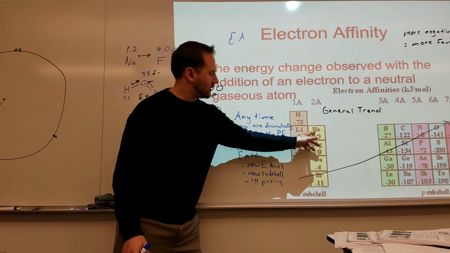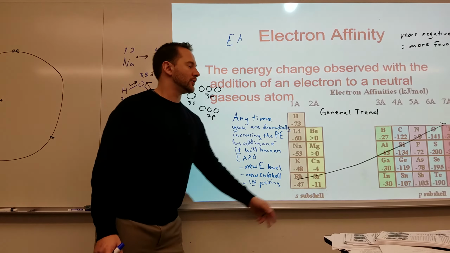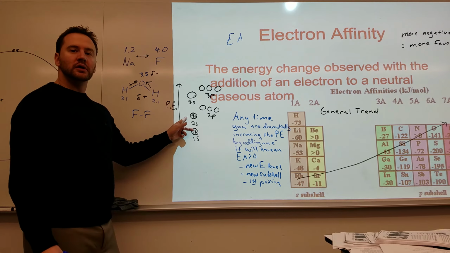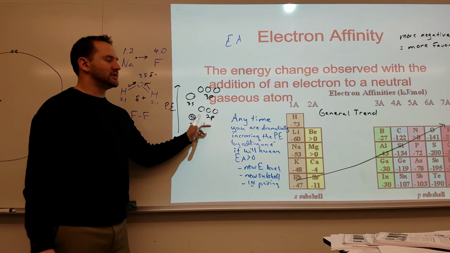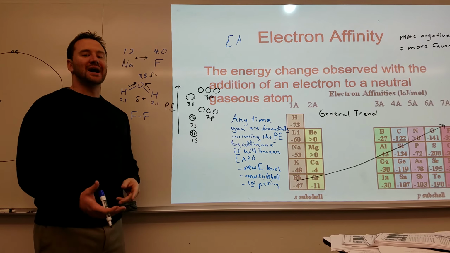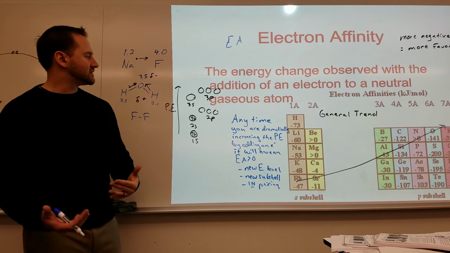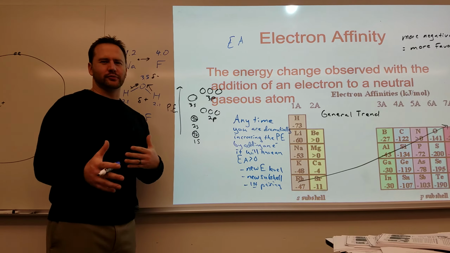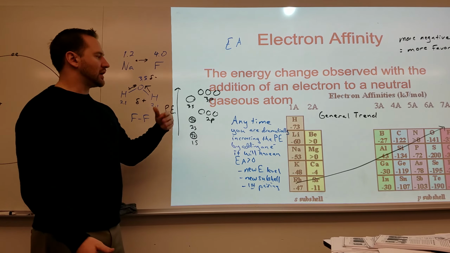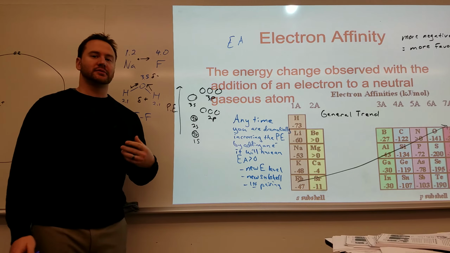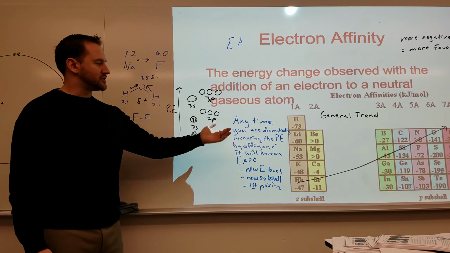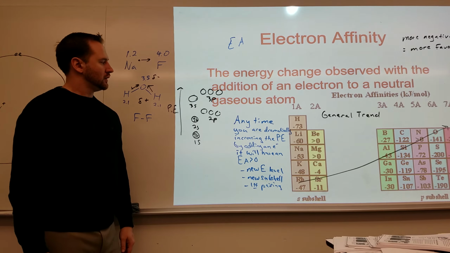Anytime you're increasing the potential energy of a system, that requires an input of energy. So going from a configuration of an alkaline earth metal, where you end in s2, the next electron is going to have to go into a p subshell, which is higher in potential energy. So it requires an input of energy. If you think back to Bohr's model, it requires an input of energy to get to that higher potential energy state. Therefore, it's not energetically favorable.